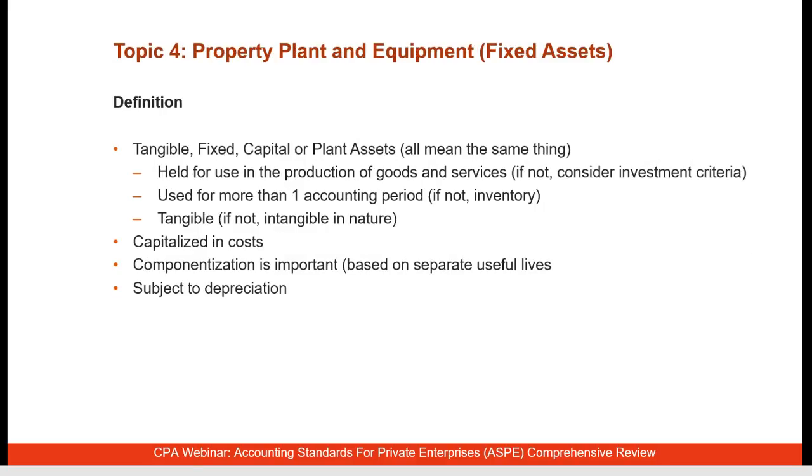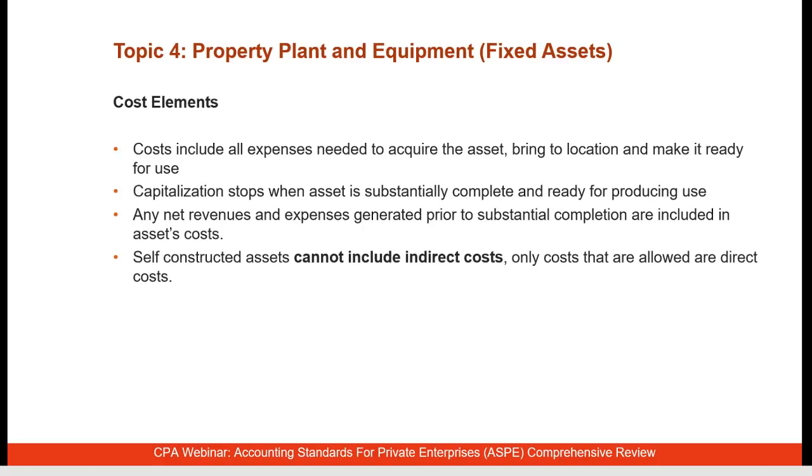Okay, so the next topic we're going to talk about is property, plant, and equipment. It's a tangible fixed capital or plant asset, all mean the same thing. Machinery held for use in the production of goods, used for more than one accounting period. If it's not inventory, it's tangible. It's not about how long it lasts, guys. It's about how long it plans to be used. Capitalized in cost, and then componentization is important based on separate useful lives. This is actually more a bigger thing when it comes to IFRS, and then it's subject to depreciation.